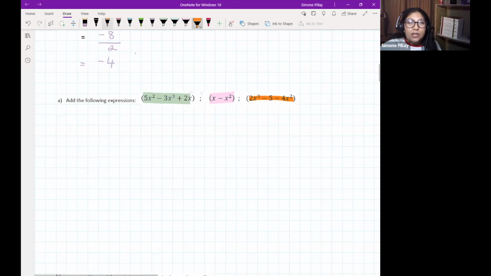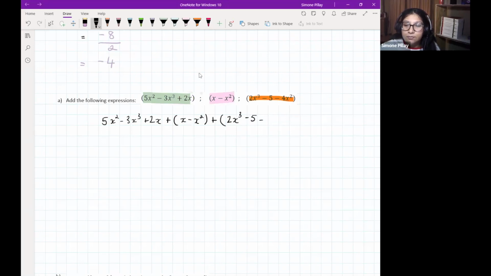Cool. And so now that we've actually read this instruction, what we want to do is add. So it's going to be 5x squared minus 3x cubed plus 2x plus x minus x squared. There you go. Plus 2x cubed minus 5 minus 4x cubed squared. There you go.